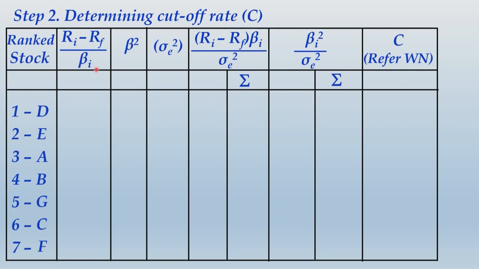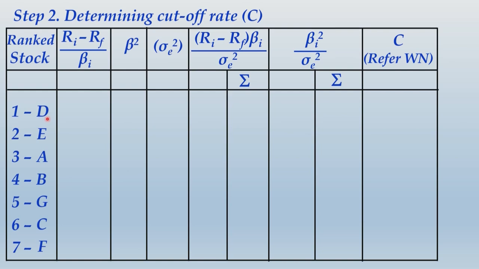R minus RF by beta you have already computed in step 1 for each of these stocks. Be careful, don't copy the stock ratios directly, because in the earlier table the sequence was A, B, C, D, E, F, G. Now the sequence has changed. The moment I ask students to fill up this column, this is one common mistake I find they make. Then what do you have to do? Beta values are given in the question, but again the question's table is in the sequence of A, B, C, D, E, F, G. I want you to go with this sequence.